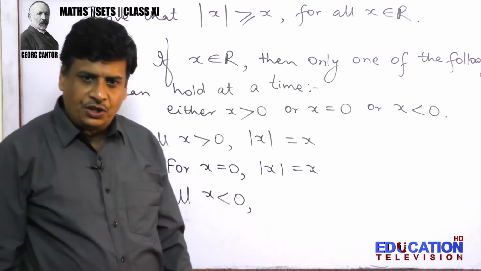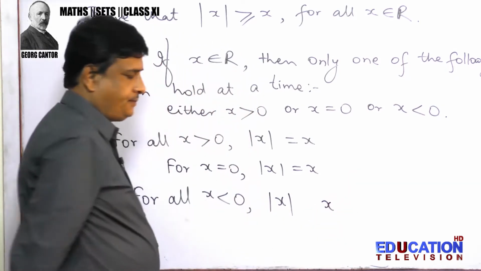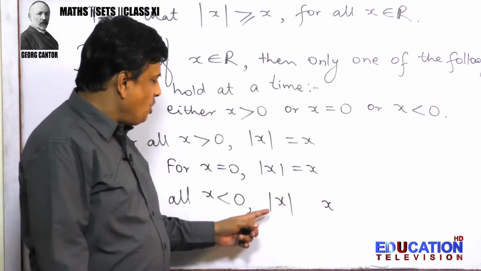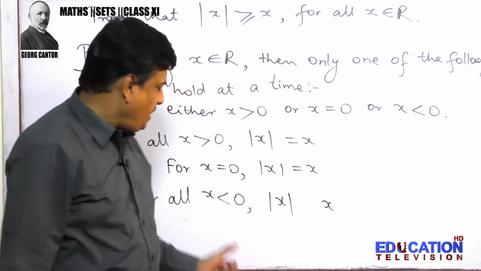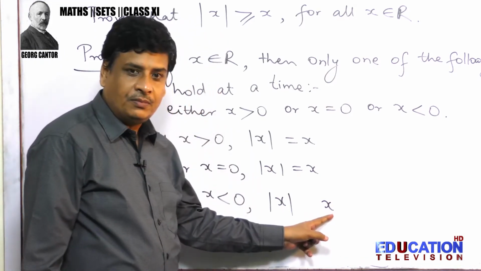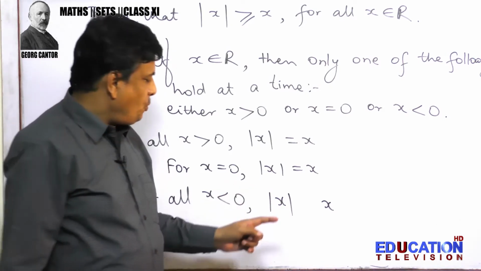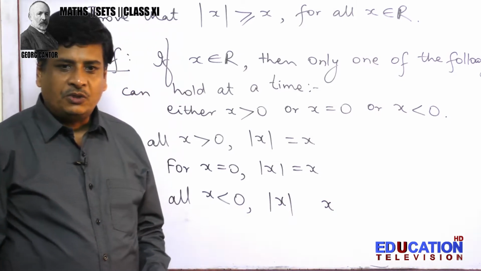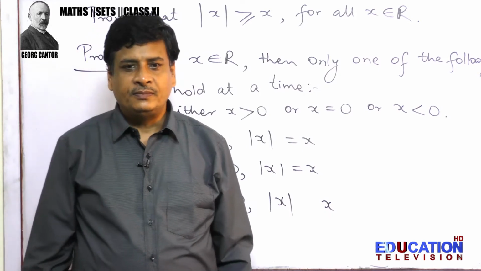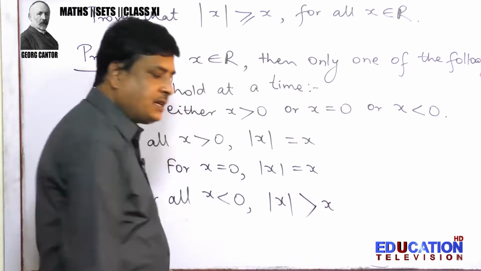For all x less than 0, modulus x and x, when we compare, you say modulus x is equal to minus x, but we want to compare modulus x and x. In case x is less than 0, what will happen? X is negative by the condition, but the modulus x is not negative. So when you compare these two, they will not be equal. One is negative, other is positive. So which one will be greater? Positive is greater. Modulus x is greater than x.